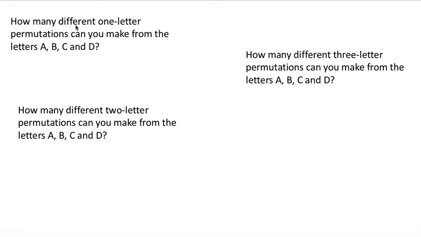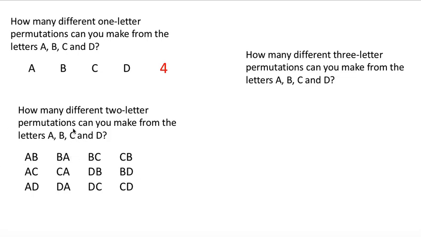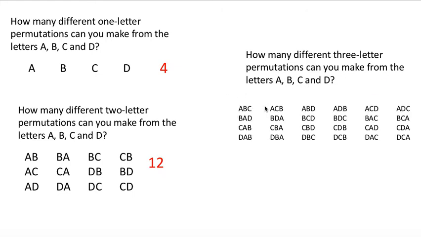Now, how many different one-letter permutations can you get from here? Well, again, you can get A, B, C, or D, so that's 4. How about 2-letter permutations? So that's AB and BA. And by permutations, we mean the order is important, so AB and BA are different. So there's 3 that start with A, 3 that start with B, 3 that start with C, 3 that start with D. For each of them there's 3 that are the other ones, so that's 12. And also, how many different 4-letter permutations can you make of this? Again, it's all of them, so that's 24.